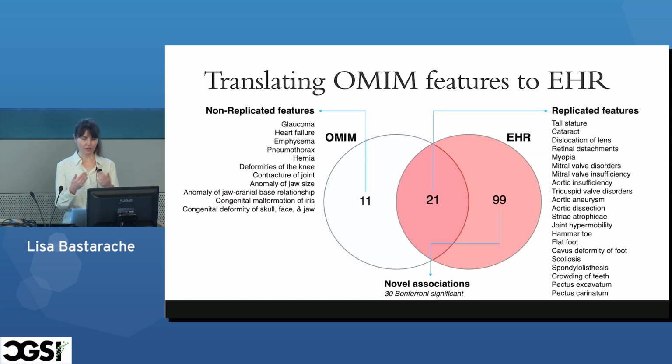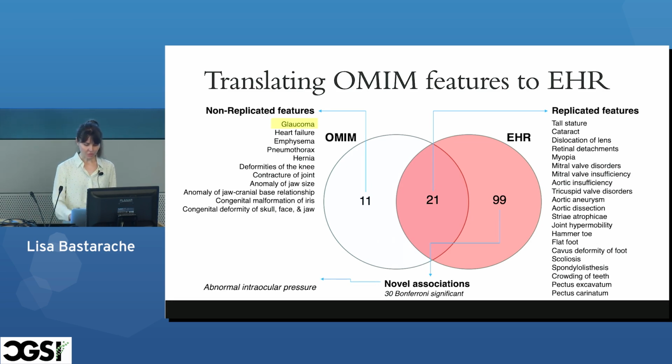But what becomes clear when you compare what you see in this real-world EHR context versus OMIM is that there are differences. In this chart, you see that there are 21 features that we found both in OMIM and in the EHR. There were a number of features in OMIM that we didn't see as statistically significant in the EHR, including things like heart failure, emphysema, glaucoma, and then there were several novel associations.